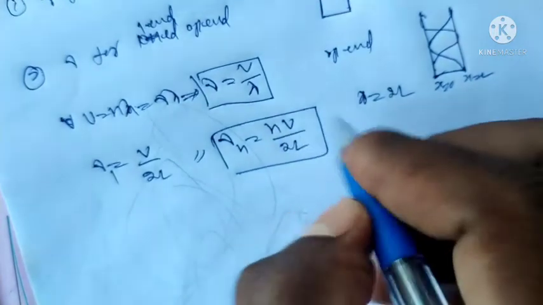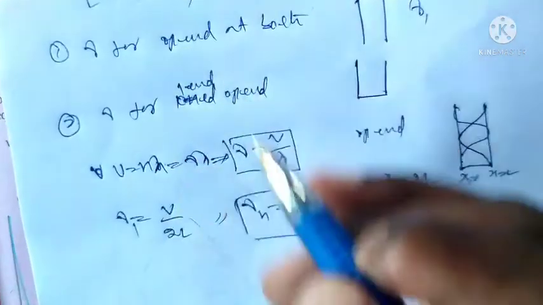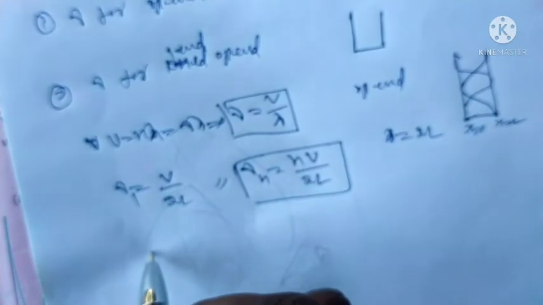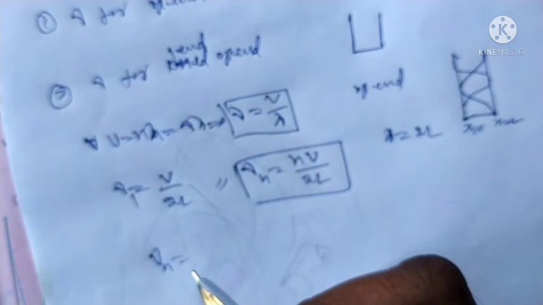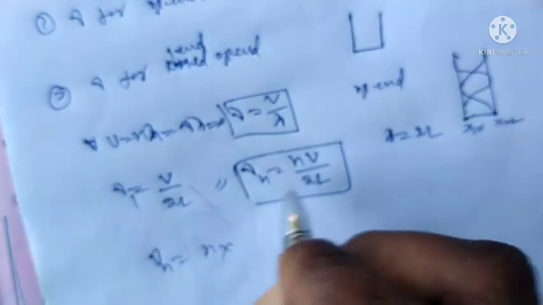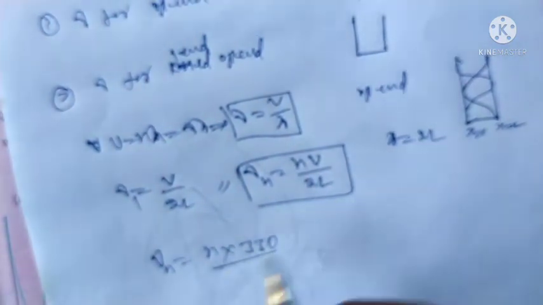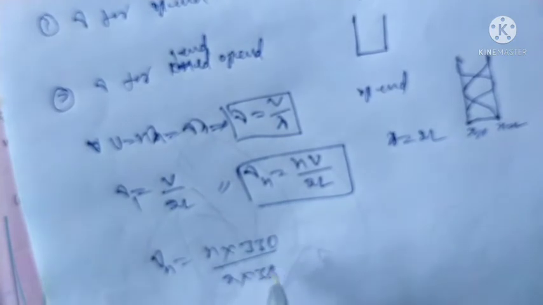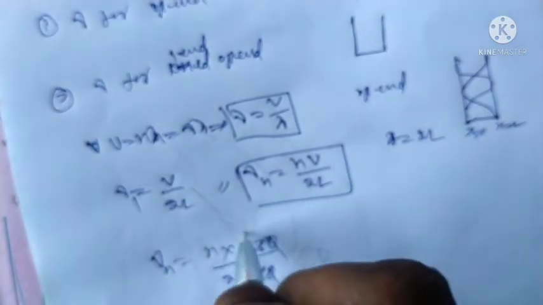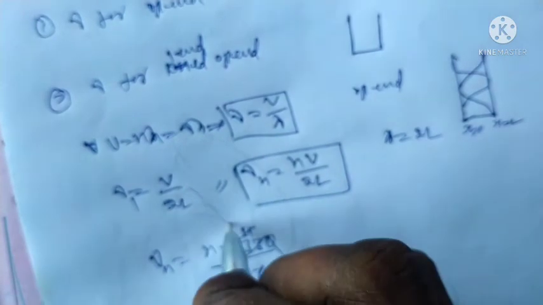We can substitute the V value. V is equal to 330, L is equal to 30 centimeters. Substituting, we get the frequency nu n is equal to n into V, 330, by 2 into L, 30, which gives 5.5.